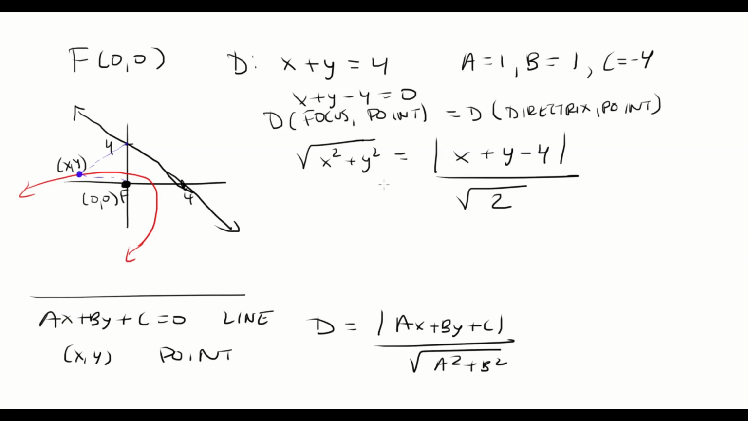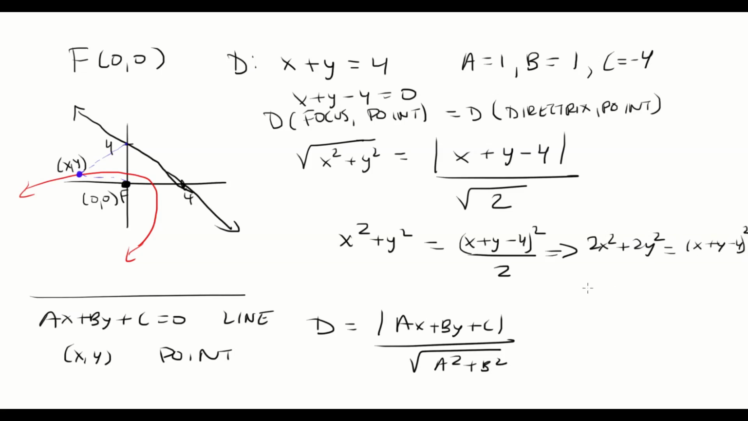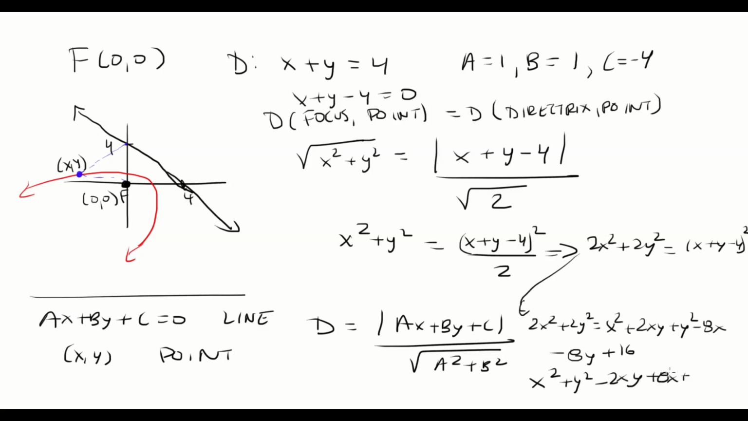So in order to solve this, you want to be clever by getting rid of the square roots first of all. How you do that is you square both sides. And the nice thing is if I square the absolute value of x plus y minus 4, the absolute value goes away, and then you just leave that as a square. Then I can multiply both sides by 2. And then I just need to distribute the exponent here. So you have 2x squared plus 2y squared is equal to x squared plus 2xy plus y squared minus 8x minus 8y plus 16. Bring everything over to the left and end up with x squared plus y squared minus 2xy plus 8x plus 8y minus 16 equals 0.